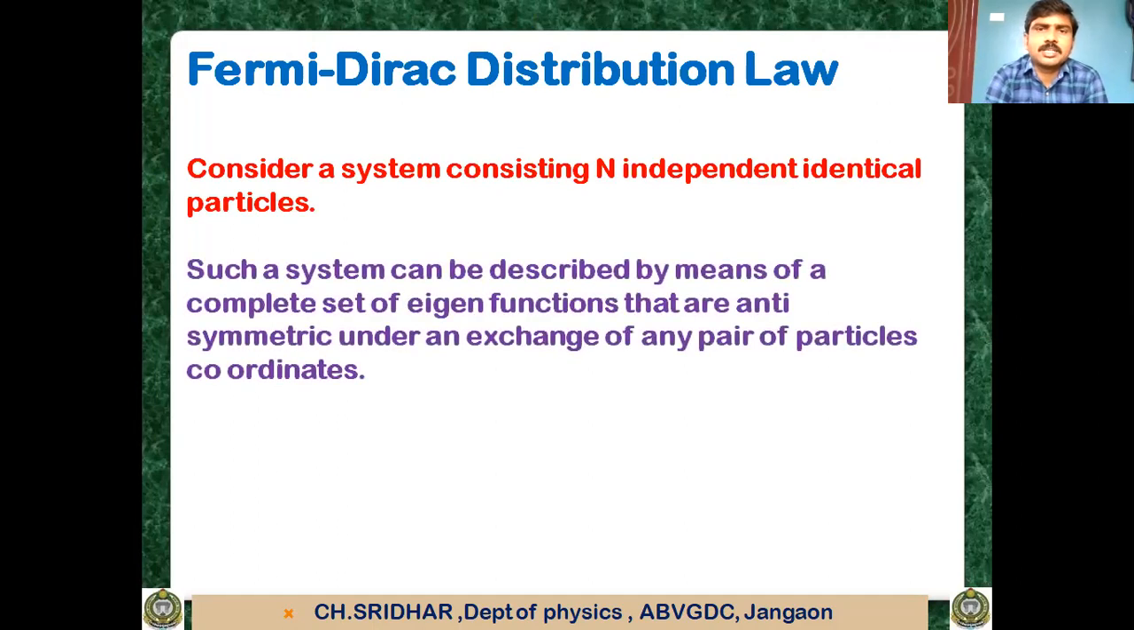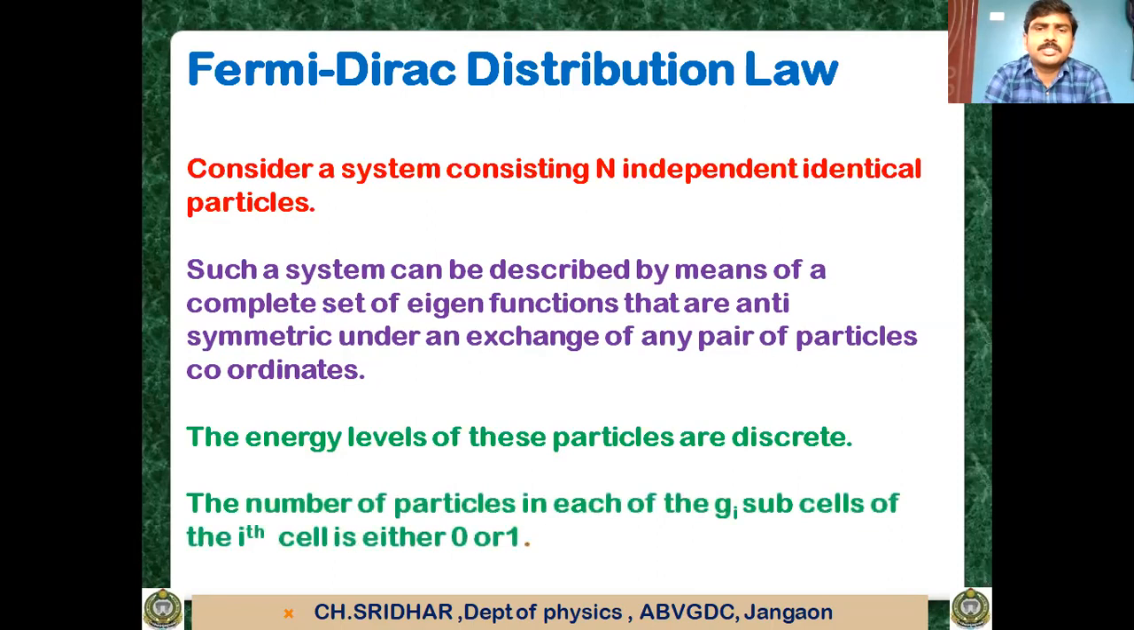And such a system can be described by means of a complete set of eigenfunctions that are antisymmetric under the exchange of any pair of particle coordinates. Whereas in the case of the Bose-Einstein distribution law, the system is symmetric under the exchange of any pair of particle coordinates. Since only one particle can occupy each energy state, exchange of any pair of particle coordinates gives a new state. So that means the system is antisymmetric under an exchange of any pair of particle coordinates.